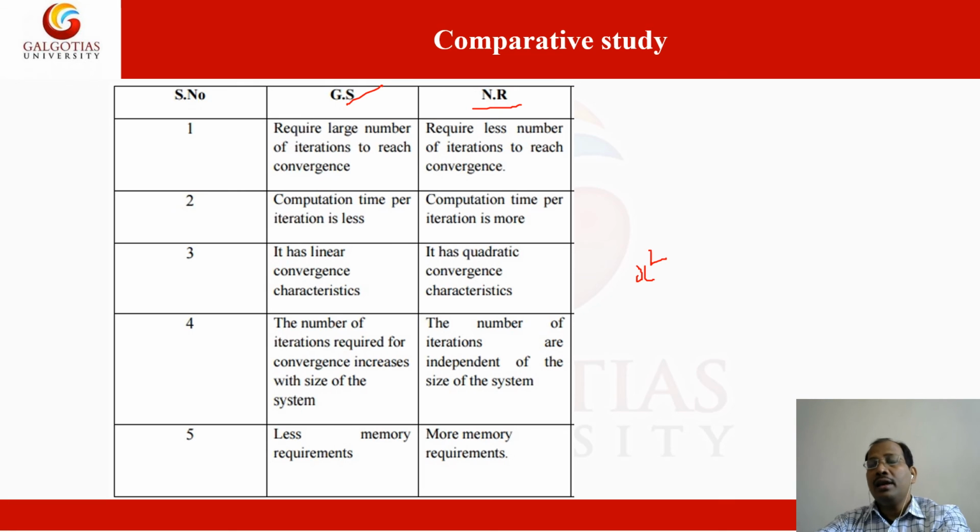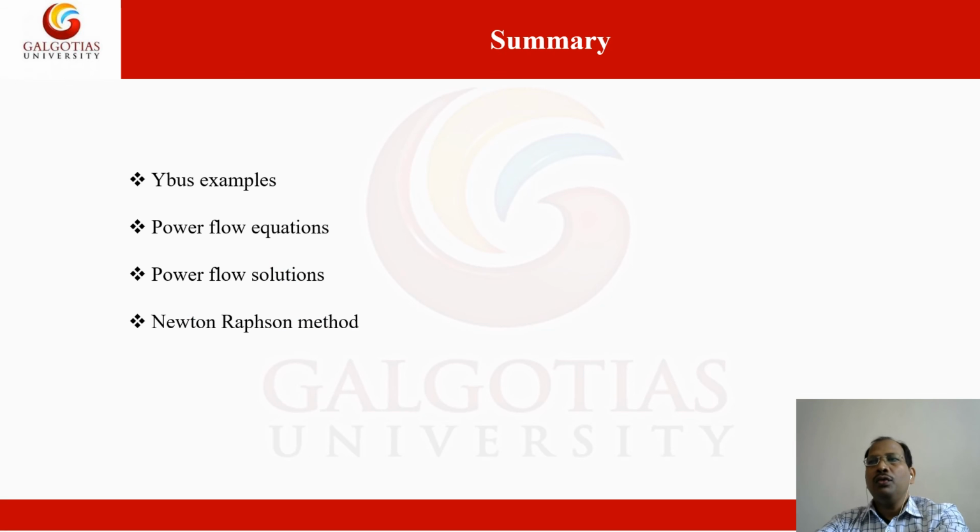In terms of memory, Gauss-Seidel requires less memory, while Newton-Raphson requires more memory. Why is it required? Because of the Jacobian matrix, you have to take partial derivatives and put in all the values. We have to store these values corresponding to each element of the Jacobian matrix. Then you can solve this. So these are the merits and demerits, or we can say the comparative analysis of the Newton-Raphson method and Gauss-Seidel. Now we will summarize the current lecture.